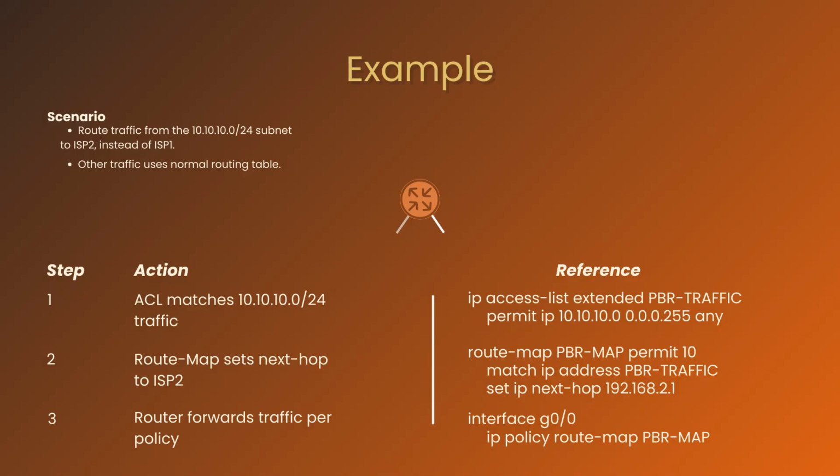In this example, let's say I want all traffic coming from the 10.10.10.0/24 subnet to take a special path with a next hop of 192.168.2.1. The ACL identifies that traffic. The route map says, if this is the traffic we matched, send it over to 192.168.2.1. And once we apply it to G0/0, the router begins enforcing that policy. This is the simplest and cleanest form of PBR.